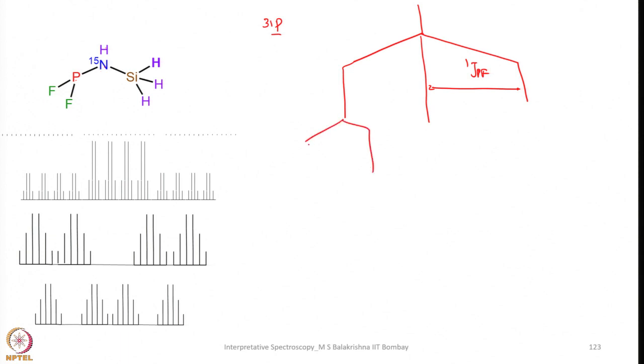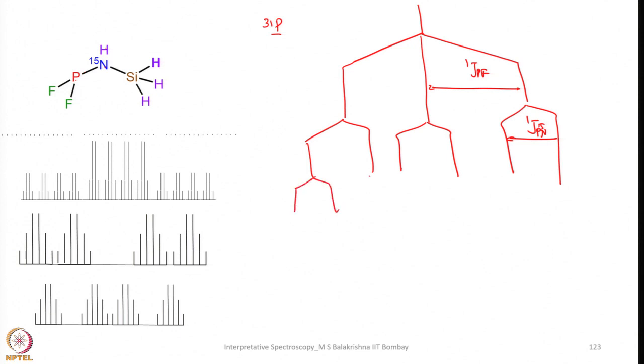First, let's look into 31P NMR. In 31P NMR, you can see two fluorines are there, and you know the magnitude of the 1J PF coupling is much larger. So what you can do is first split into a triplet. This is your 1J PF coupling. Next, it is coupled with the nitrogen here. This is your 1J PN coupling.